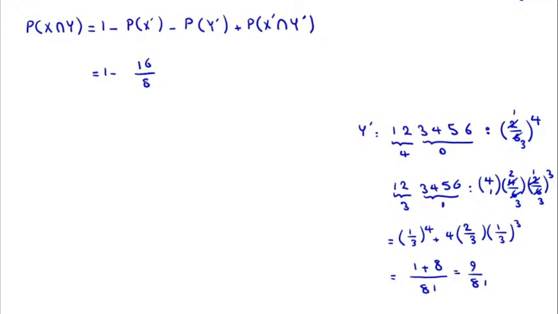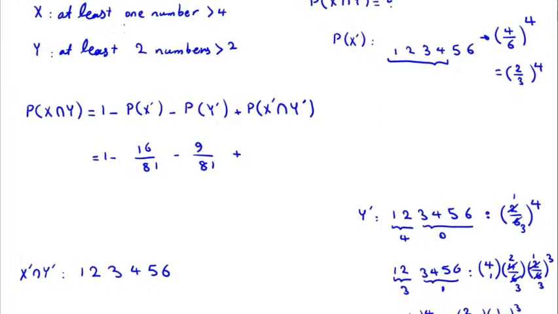And the next one is negative 9 over 81 or 1 over 9. Because we want to use a common denominator, I write it like 9 over 81. Like this. Plus X prime intersect Y prime. X prime intersect Y prime is what? We have 1, 2, 3, 4, 5, 6. X says at least one number is greater than 4. Because it is X prime, we don't have greater than 4. So from here we have 0. Now, because here we have 0, X prime will be okay. Now we should focus on Y prime.